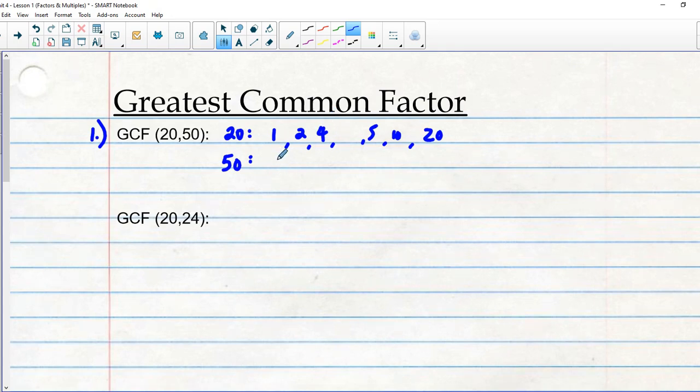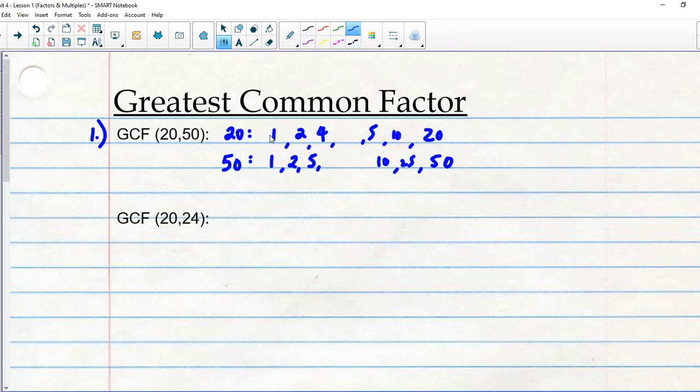Okay, let's do it for 50 then. All right. What times what gives you 50? Let's start with the smallest factor. 1, and then 50, right? And then what about 2? Yep, 2 times 25. How about 3? Anything? No. 4? No. 5? 10, right? How about 6? Nope. 7? Nope. 8? Nope. All right. 9? No. 10? Why do we have 10 already?